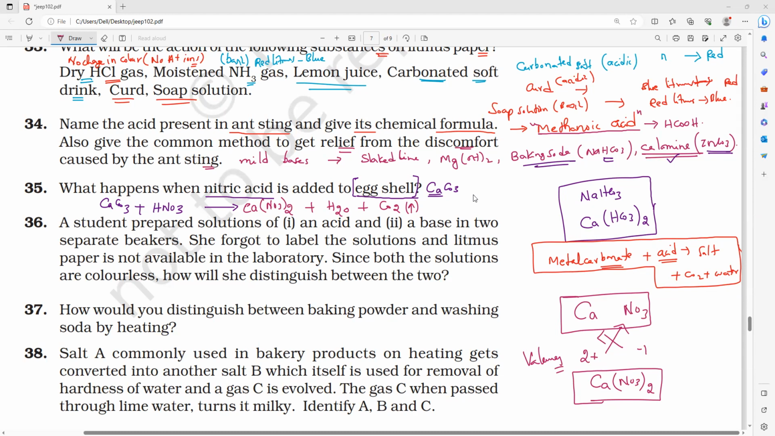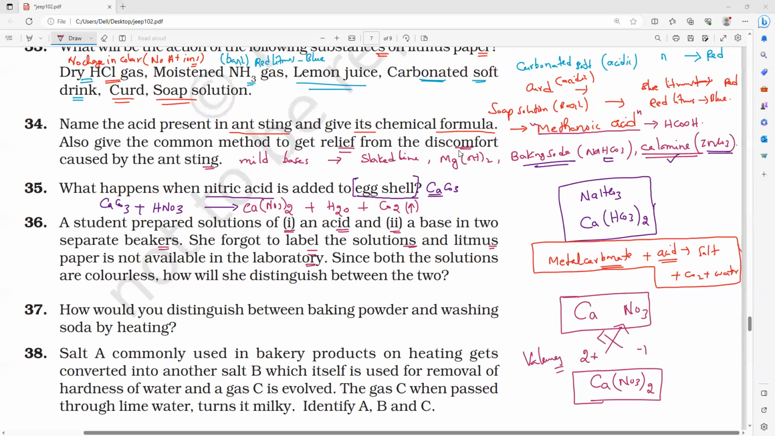Next. A student prepared a solution of one, an acid, and two, a base, in 2 separate beakers. So she is having an acid and she is having a base. She forgot to label the solutions and the litmus paper is not available in the laboratory. Do you understand, everybody? So there are 2 test tubes, she forgot to label them. One test tube definitely she is having acid. Another test tube she is having what? Everyone, base. Correct or not?